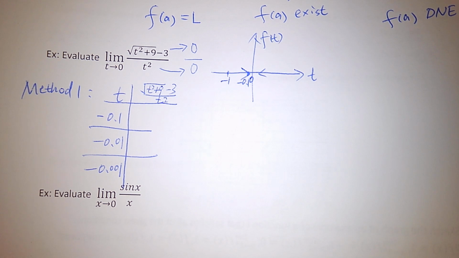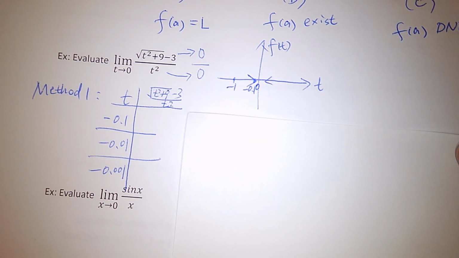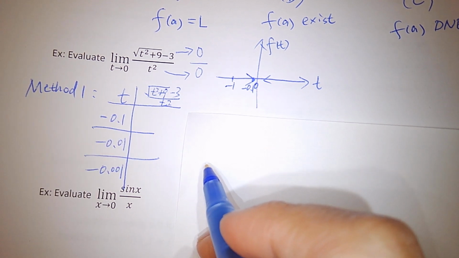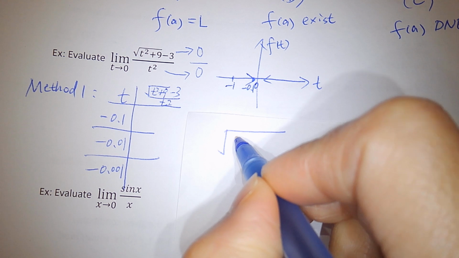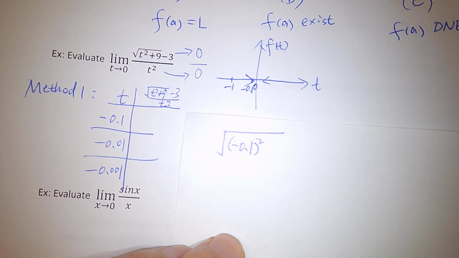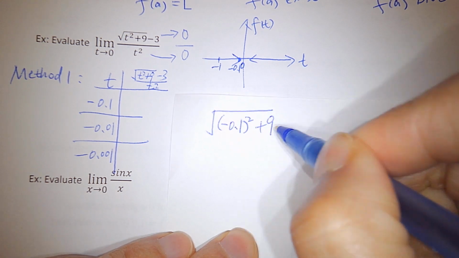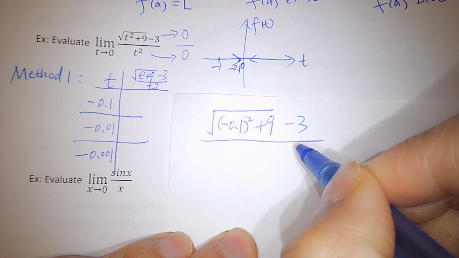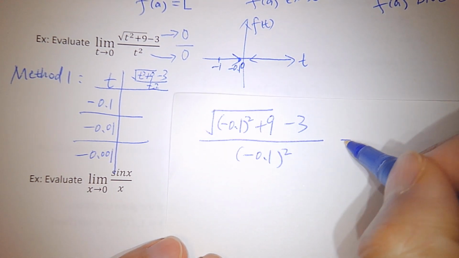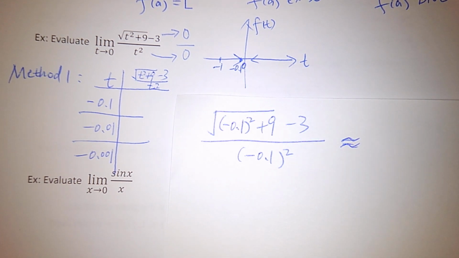Use your calculator and do the calculation, guys, okay? Let's see how we do it. Plug in when t equals negative 0.1, that's method 1. It is the square root of negative 0.1 squared plus 9, minus 3, divided by negative 0.1 squared. Use your calculator and tell me a brief, approximate number. Round it to the thousandths or hundredths or whatever.